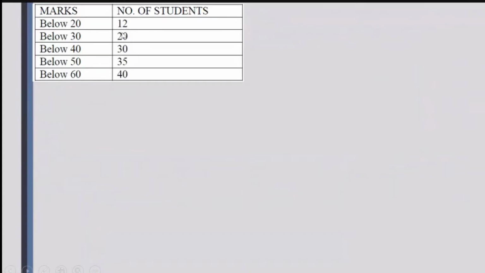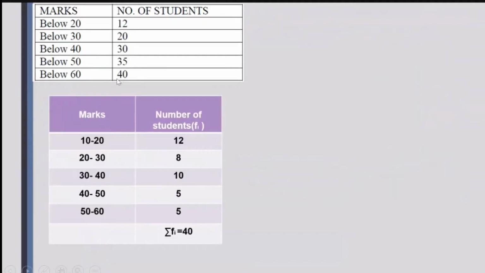Then the next class will be 20 to 30 and the number of students will be 20 minus 12, which is equal to 8. After that, we'll have the class 30 to 40 and the number of students corresponding to that will be 30 minus 20, which is equal to 10. Then 40 to 50 and number of students as 5. Then 50 to 60 and number of students as 40 minus 35, which is again equal to 5. So this is how we'll be making the frequency distribution table.